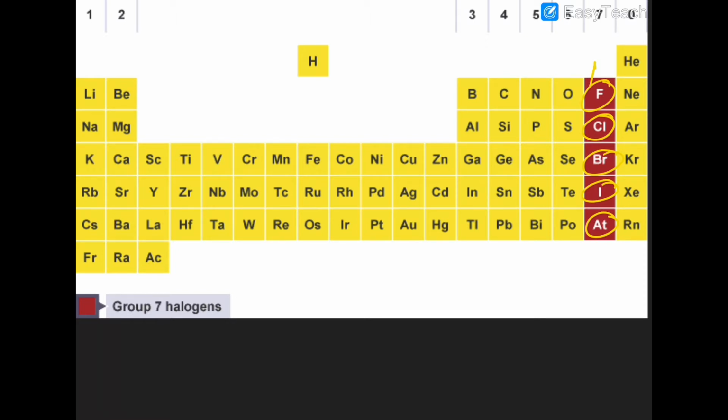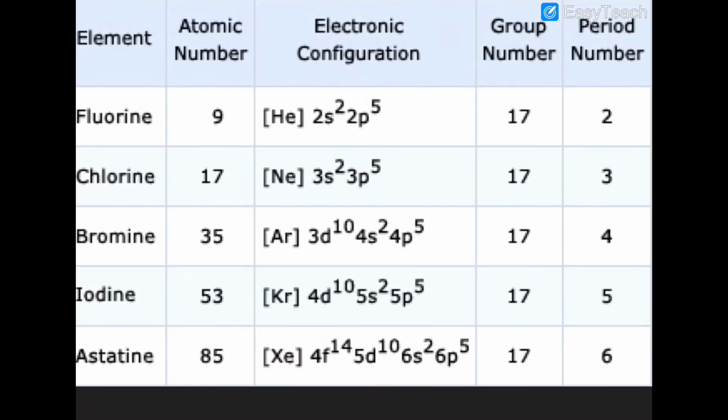Fluorine, chlorine, bromine, and iodine all exist in the molecular form, that is X2. So fluorine exists as F2, chlorine as Cl2, bromine as Br2, and iodine as I2. Now, if you are going by the configuration, fluorine has how many electrons? Fluorine has 9 electrons in total.